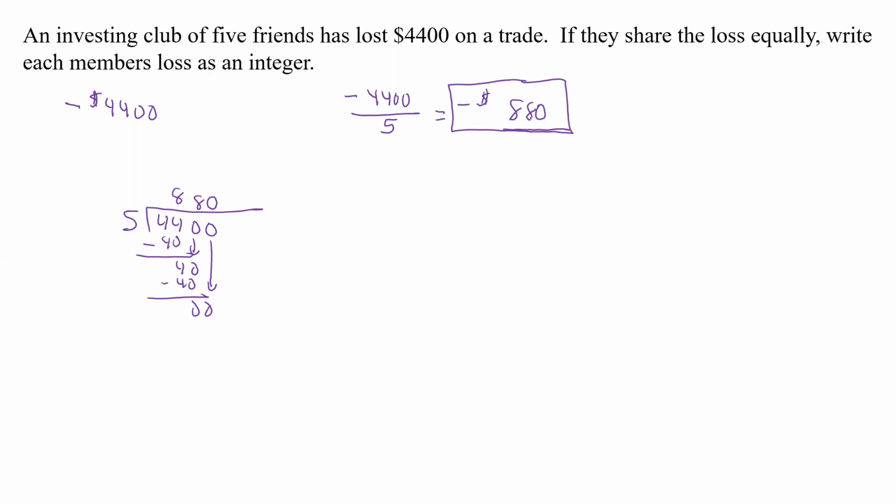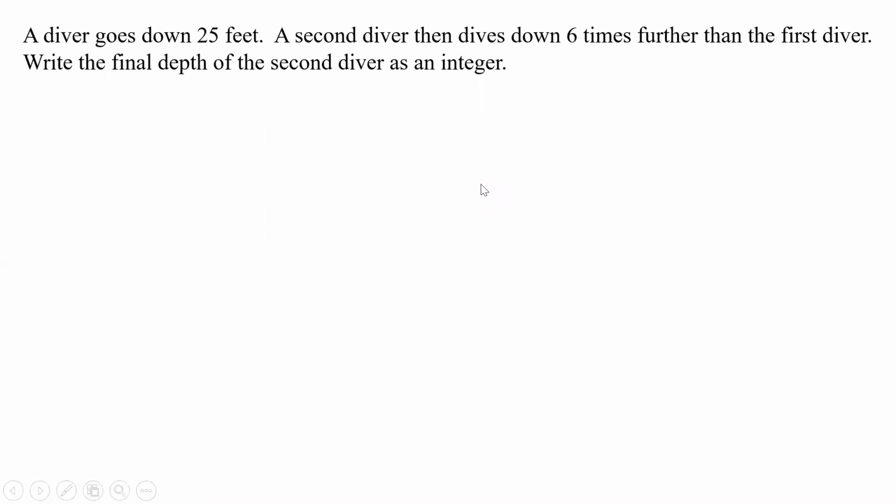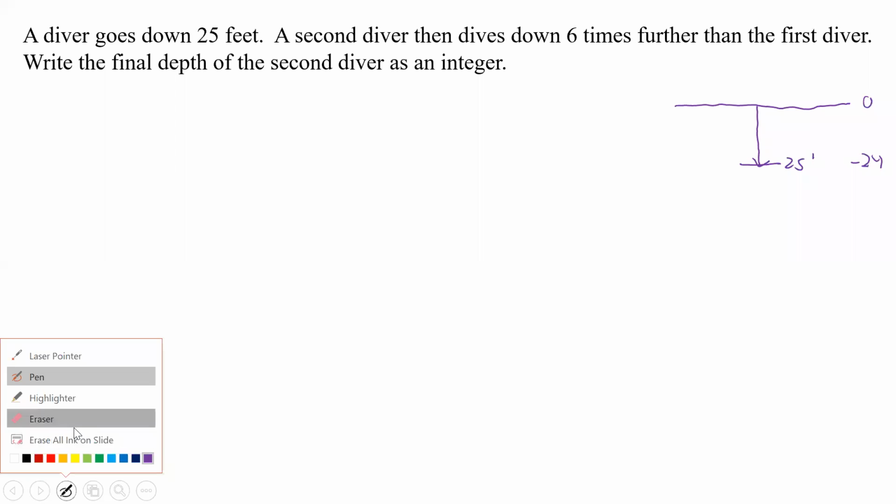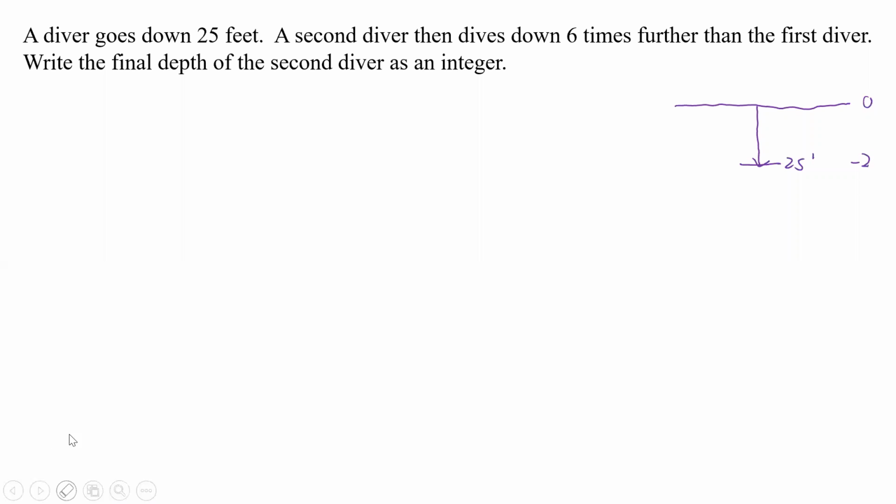So, we have that negative 880, and then we have to have the dollar sign because that's kind of the units for this problem. They lost that many dollars. So this one, a diver goes down 25 feet. So we're going to assume, let's start drawing a picture so we know where we're at. He's on, I don't know, a lake or something like that, or maybe the ocean. And he's going to go down 25 feet to start with. All right. So if this is 0, this is negative, not 24, 25. So this is negative 25.